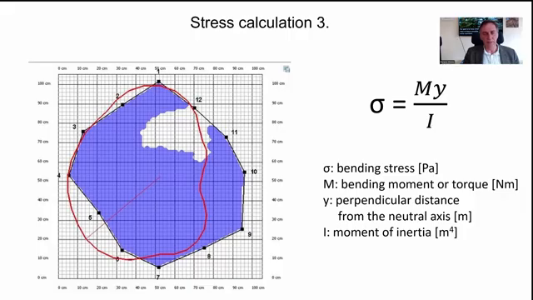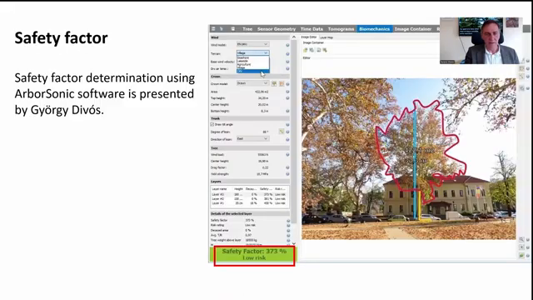M is the bending moment. This is the length of the arm multiplied by the acting force. We measure in Newton meters, and the perpendicular distance from the neutral axis is epsilon, and I showed you the moment of inertia earlier. So the safety factor is then calculated using the ArborSonic software, and this part of the software will be presented by György with a live presentation. Please, György, continue.